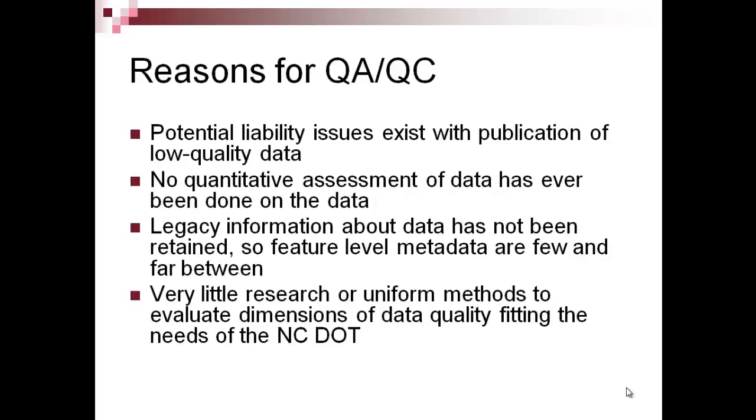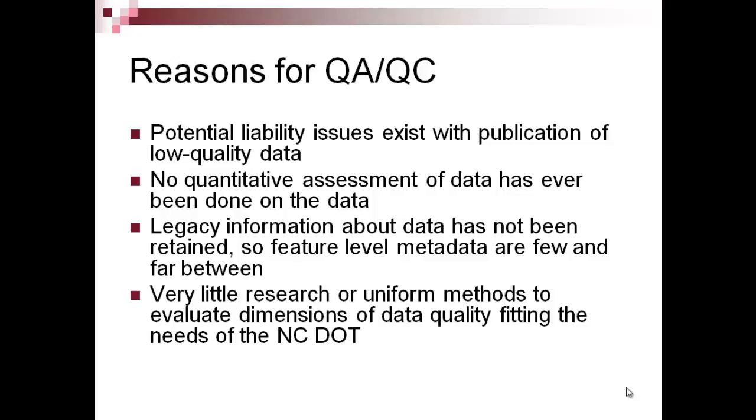Now, the reasons why we need this QA/QC and the reason why the NCDOT came up with the idea for this project is, first of all, the most obvious, liability issues that exist with the publication of poor quality data. The other things that we started to address were the issue that there's been no quantitative assessment of data done on that. And when we went through our literature review, there's been very little review or work on the whole idea of mapping data quality. We've looked at some things on data quality assessment, but mapping to see if there's any spatial autocorrelation with the actual data quality, and we're going to show that today.